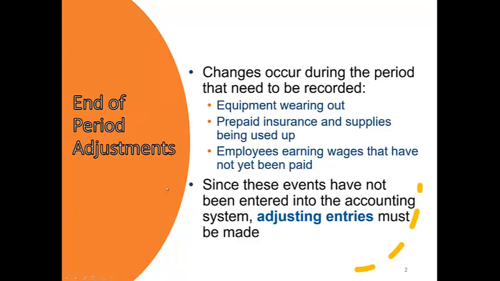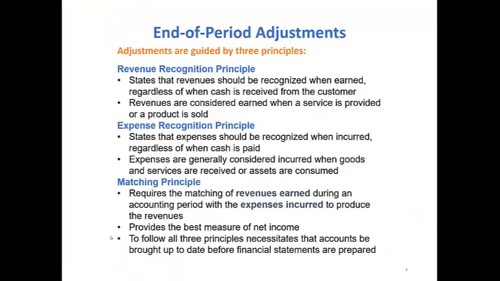Over the period, changes occur that might require an adjustment in some of our accounts. For example, equipment will wear out, prepaid insurance and supplies get used up, and employees earn wages that have not yet been paid. So since these events haven't been entered into the system, we need to perform adjusting entries so that our financial statements will be exactly correct at the end of the period.